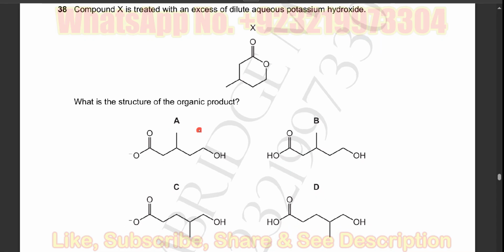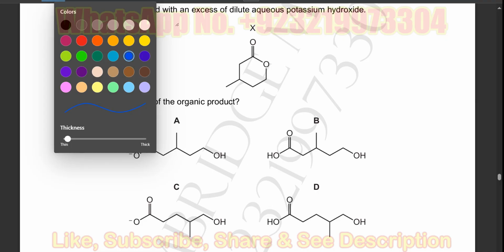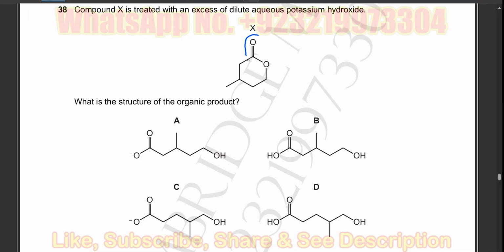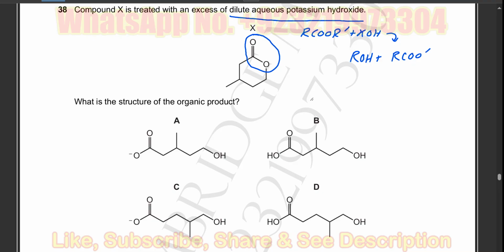Okay, so in this question we are given an ester compound here. When an ester is reacted with the dilute aqueous potassium hydroxide, you get a hydrolysis reaction, and as a result you get an alcoholic part plus the ion of the carboxylate group. You get an ion of the carboxylic group, RCOO-.